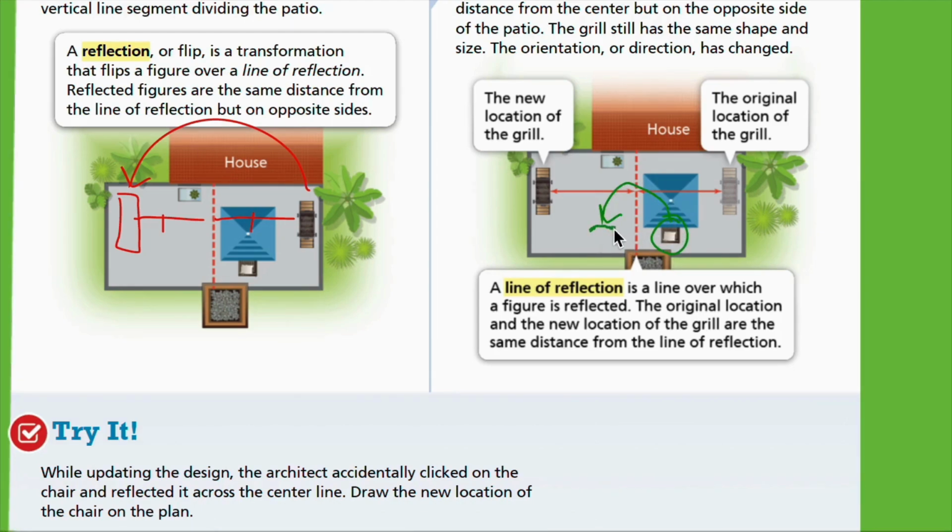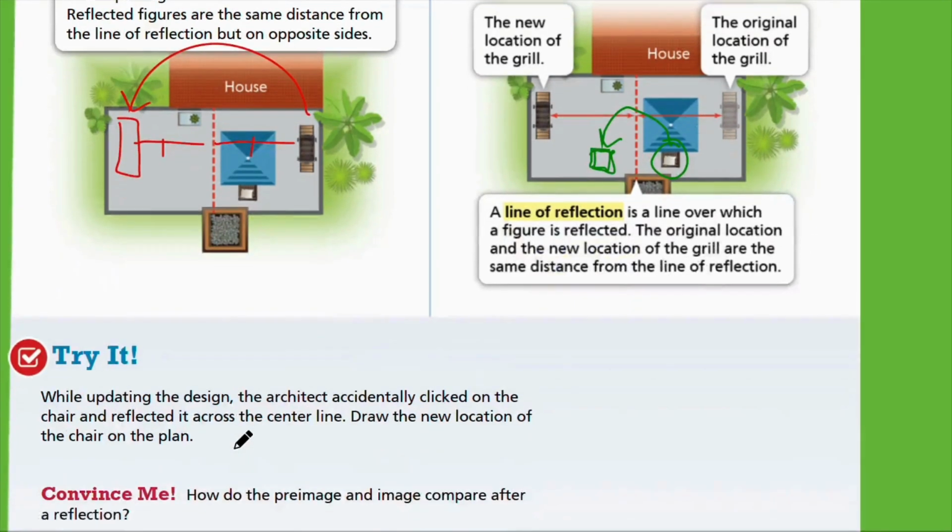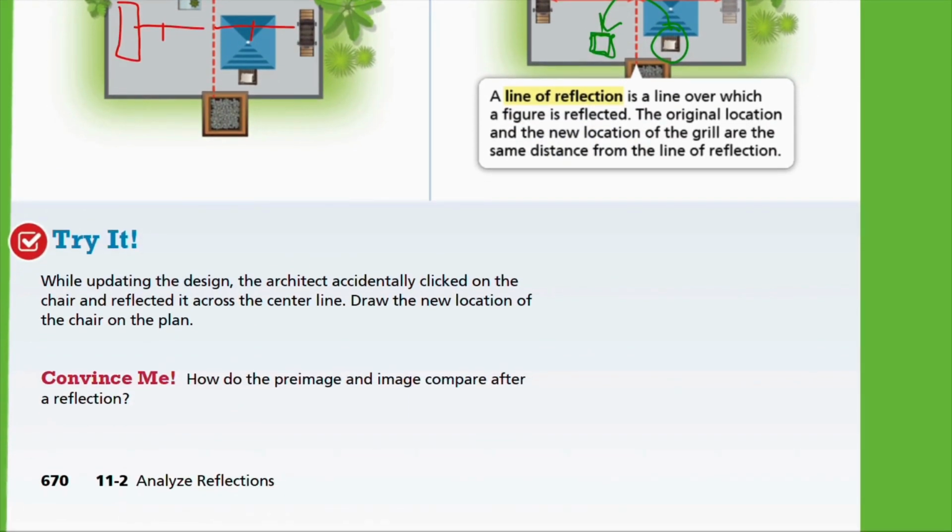So there we go. Here is the new place of the chair, directly on the opposite side of the patio and the same distance from the line. So let's look at Convince Me. How do the pre-image and image compare after reflection? The pre-image is the one before the reflection, right? And the image is the chair right after the reflection.